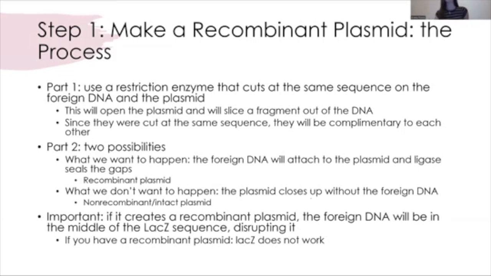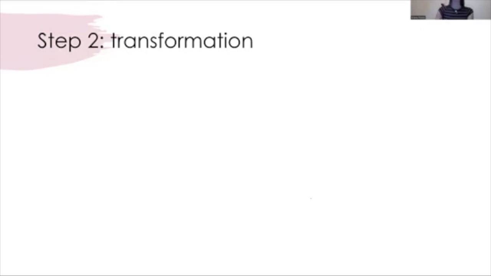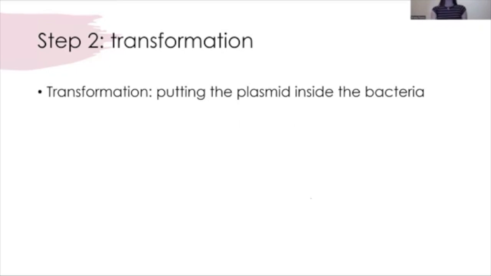We're going to talk about it more in a second, but keep in mind, foreign DNA in the plasmid would be in the middle of the LAC-Z gene sequence, meaning it's disrupted and it does not work. All right. So that's step 1, and step 1 was all about making a recombinant plasmid. Now we have it, and remember our end goal is recombinant plasmid in a bacteria. We have a recombinant plasmid, let's put it in a bacteria. So remember that transformation is that process.